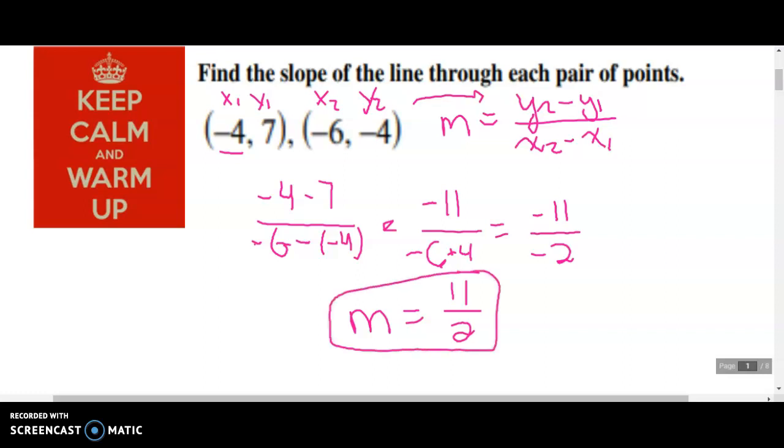You do not have to turn that into a mixed number. In fact, generally you don't turn it into a mixed number when we're talking about slope, but you do want to reduce it if you can. If this were 22 over 4, you would turn it into 11 over 2. Okay, so you would reduce it, but keep it as an improper fraction.